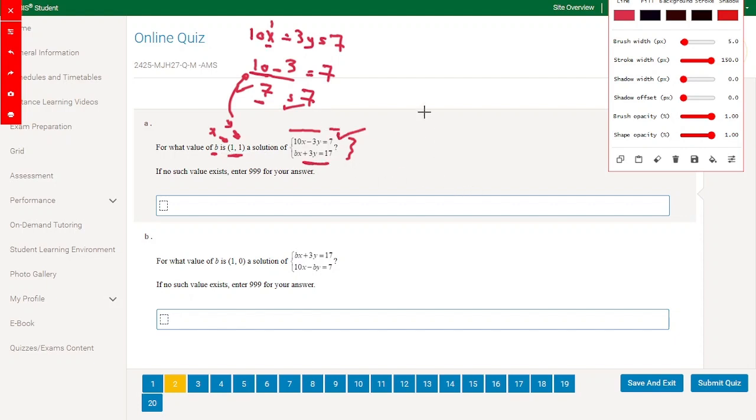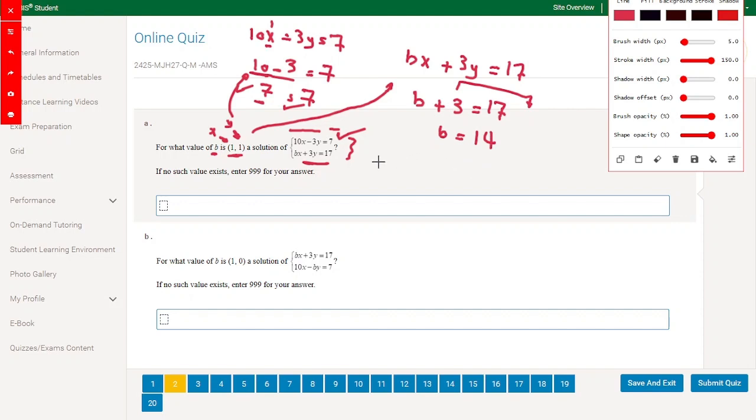Now let's see the other one. The other one is bx plus 3y equal to 17. Let's substitute the point 1 and 1. So we'll have b plus 3 equal to 17. 3 will go to the other side, so b will equal 14. So b has to be equal to 14 to make the point 1 and 1 a solution for this equation. So the answer here is that b will be equal to 14.